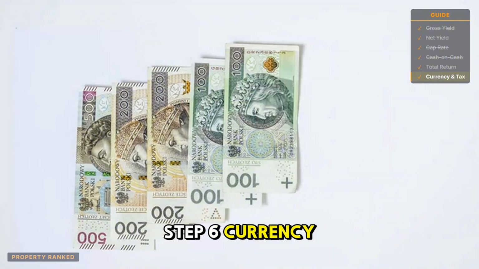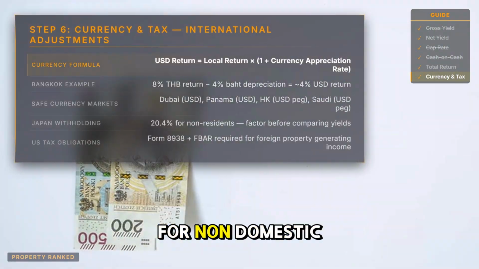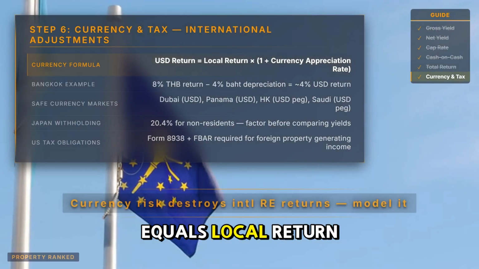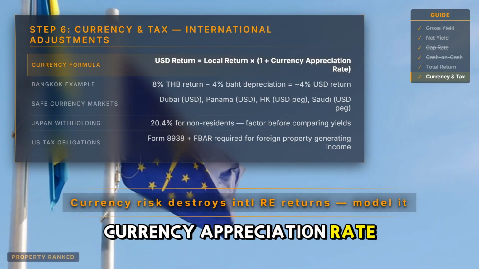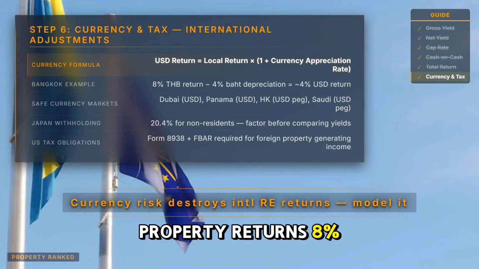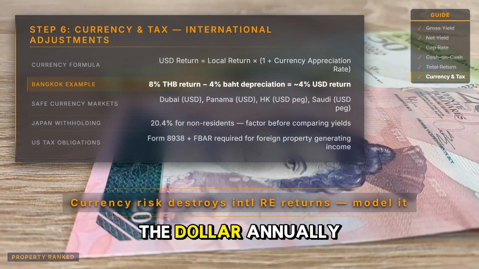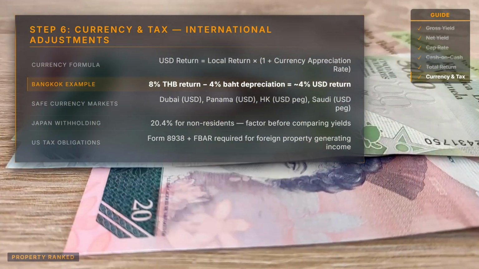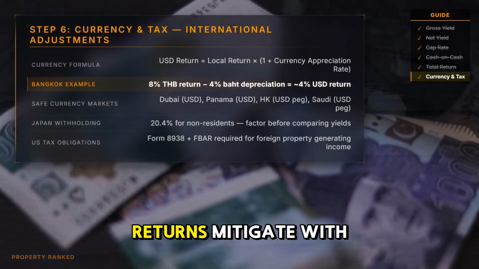Step 6. Currency and tax adjustments for international investments. For non-domestic investments, your real return in home currency equals local return multiplied by 1 plus currency appreciation rate. If a Bangkok property returns 8% in Thai baht, but the baht depreciates 4% against the dollar annually, your USD return is approximately 4%. Currency risk is the hidden destroyer of international real estate returns.